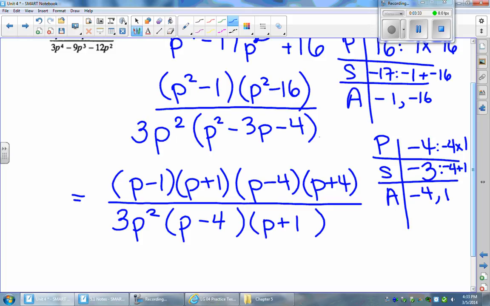Now, it might be a good idea to do your non-permissible values now while it's all in factored form. My non-permissible values are going to be p cannot equal 0, cannot equal positive 4, because when we bring the 4 to the other side, it's going to be positive, and negative 1. So those are my non-permissible values.